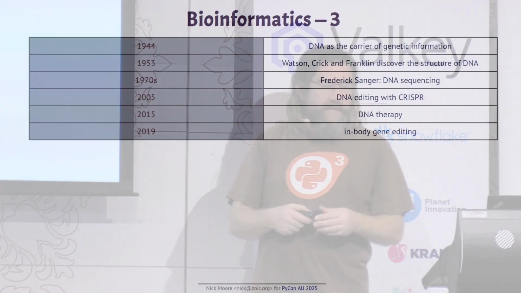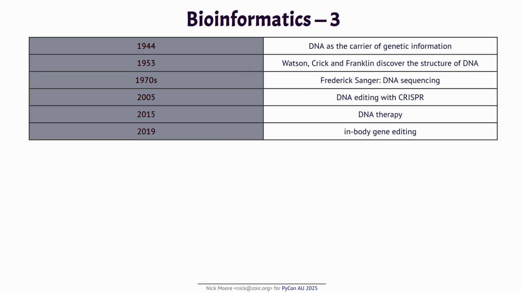So obviously this is an interesting field that's developing. In about 44, DNA turned out to be the carrier of genetic information. That horrible booger-looking molecule turned out to be actually where all of our heredity comes from.